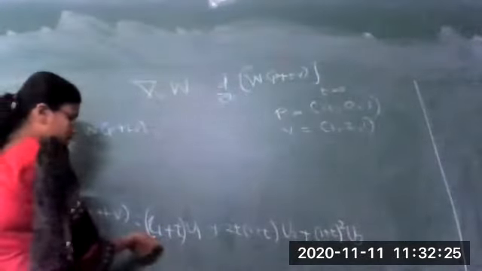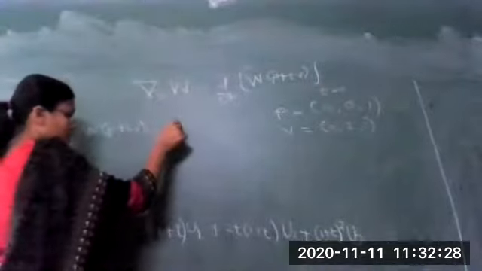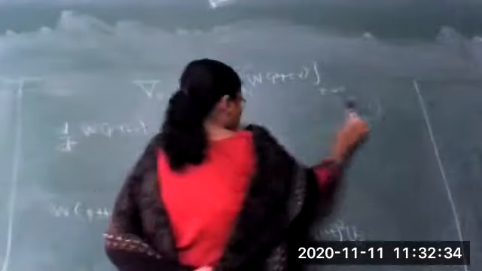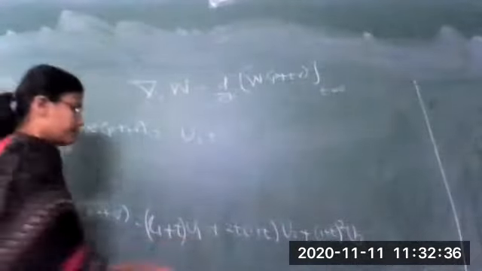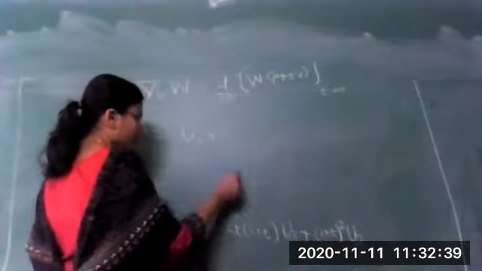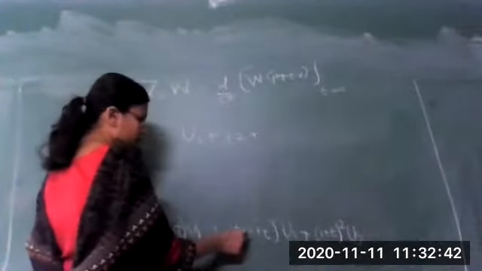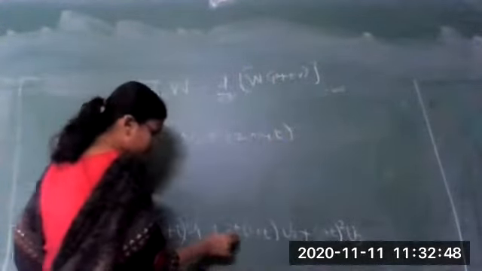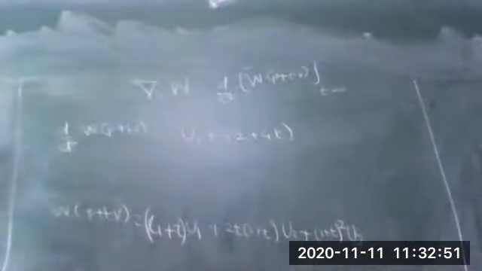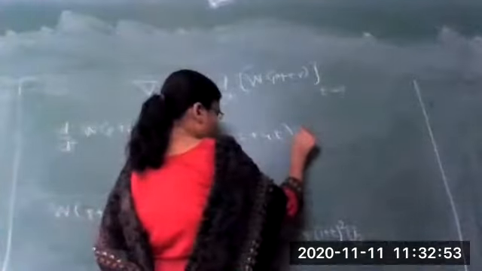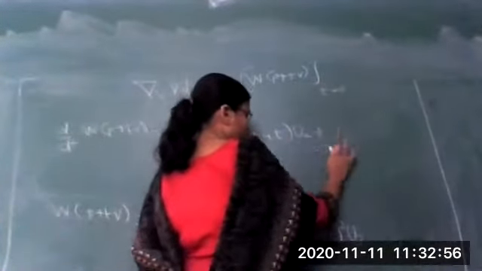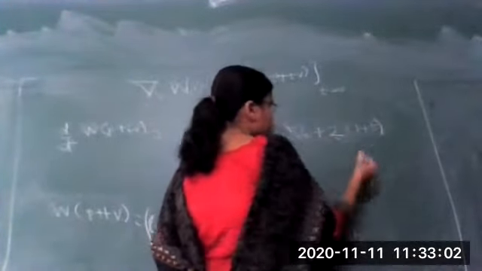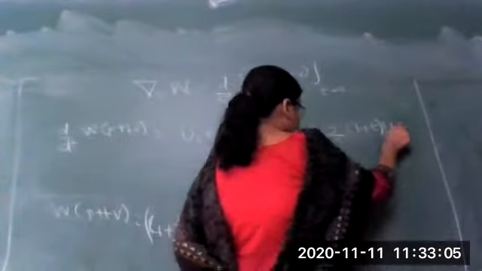Now I have to differentiate. What is the derivative of 0? The derivative of t is 1, so I can write directly u1 plus, what is the derivative of 2t plus t squared? The derivative of 2t is simply 2, plus the derivative of 2t squared, that is 4t, u2. Next is the derivative of 1 plus t squared, that is 2 times 1 plus t, the derivative of t is 1, so this u3 as it is.